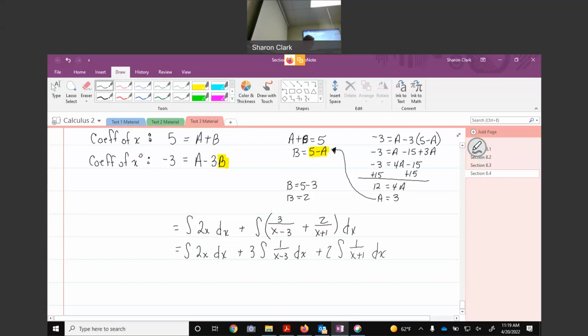Where does the plus 3 come from? The 3 in the top, which was a. Okay, so this is going to be 2 x squared over 2, so just x squared, and 3 ln of x minus 3 plus 2 ln of x plus 1 plus c. And that's the answer.